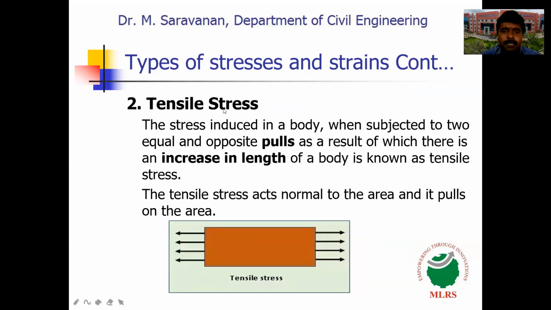And we can see what is tensile stress. The stress induced in your body when it is subjected to two equal and opposite pulling forces. Because of the two equal and opposite pulling forces, the tensile stress will be developed. So as a result of which there is an increase in length of the body, it is called tensile stress. The tensile stress acts normal to the area and it pulls on the area.